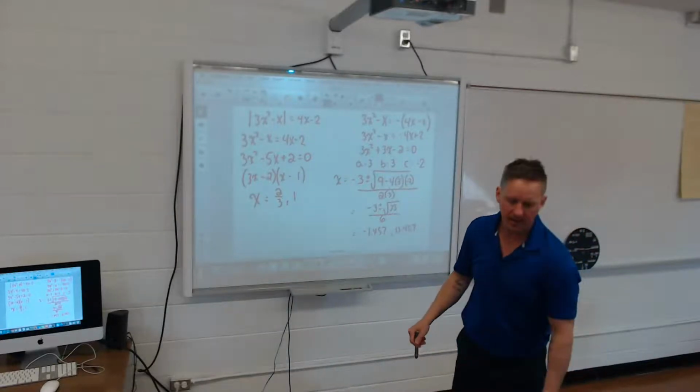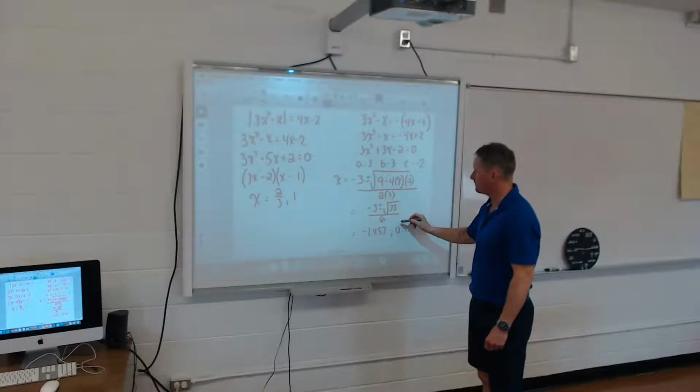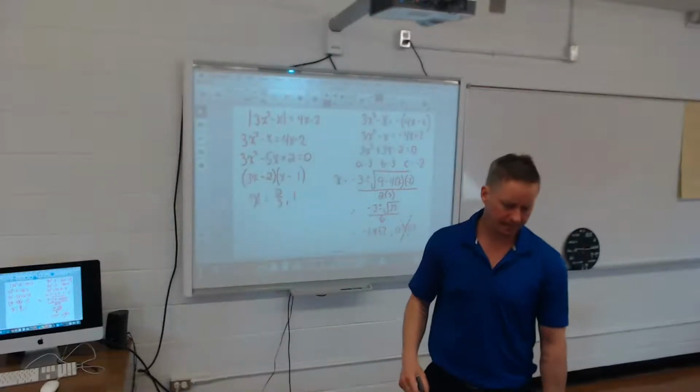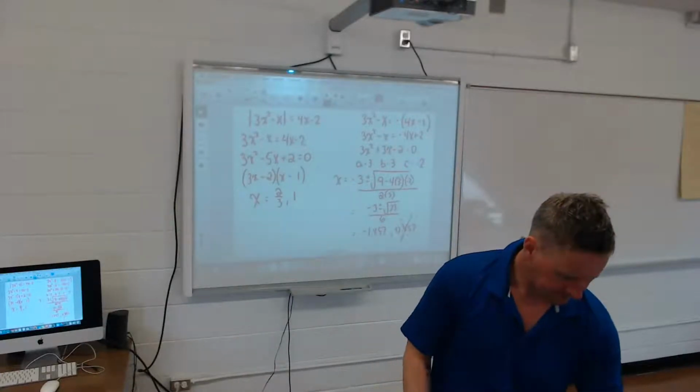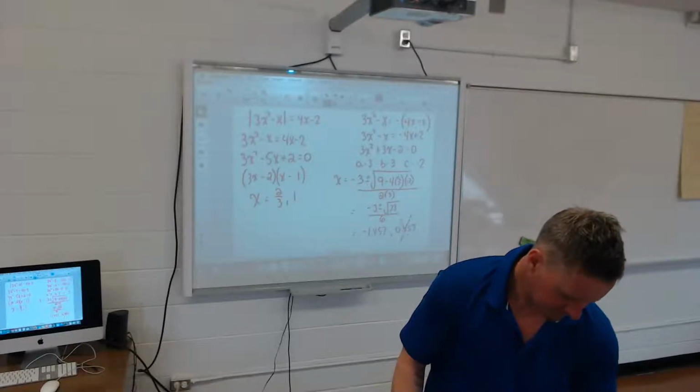Okay, and I think that one of these two didn't work. I think it was this one. I think it was outside my parameters. I might have done it wrong, but for the second part, I tested them both and neither of them worked.